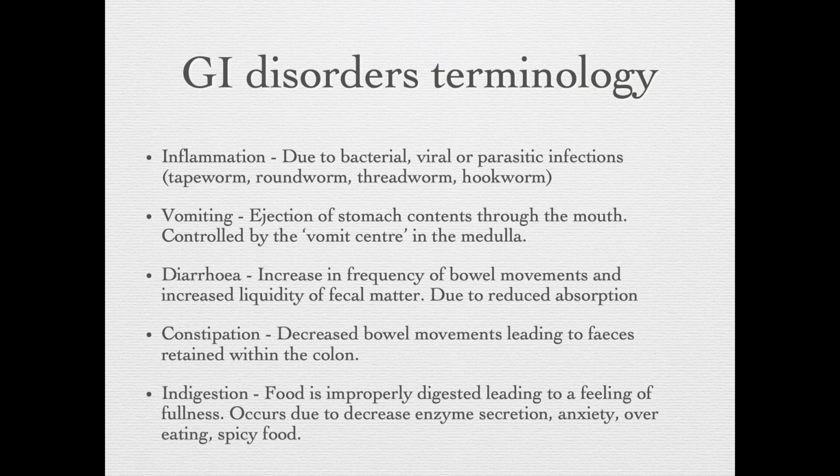Some terminology that you need to be familiar with regarding GI disorders. Inflammation can occur due to bacterial, viral, or parasitic infections, and some of the parasitic infections which affect the GI tract are tapeworm, roundworm, threadworm, and hookworm. Vomiting is the ejection of stomach contents through the mouth, and this is controlled by the vomiting center which is present in the medulla of the brain.